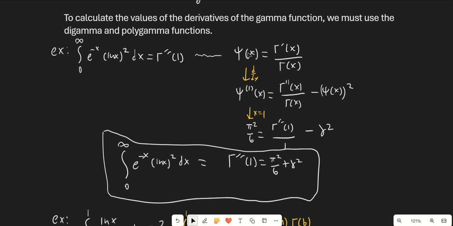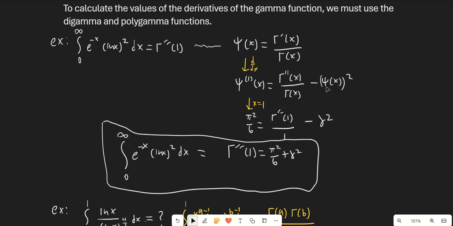And essentially what we do to find gamma double prime of 1 is we take the digamma function, and then we differentiate it. And when we differentiate it, we just use the product rule, and we get this expression right here. And notice what we really want to solve for is gamma double prime of x, which is right here. So all we have to do is plug in x equals 1, and then we can evaluate digamma of x and trigamma of x using tricks that I mentioned earlier that are shown in those videos that I've linked to this video.